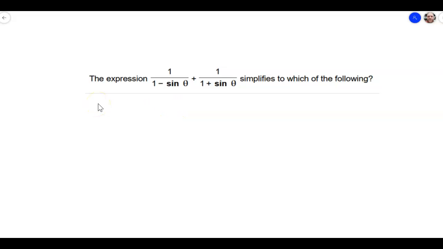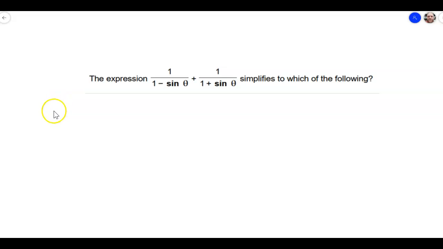Here it says the expression 1 over 1 minus sine of theta plus 1 over 1 plus sine of theta simplifies to which of the following? They gave us some expressions down there, but I want to see if we can simplify this, change this from two terms into one term, and see what we can get from it. So we're going to treat this like the sine of theta was just a regular variable, and see what we can change this into.